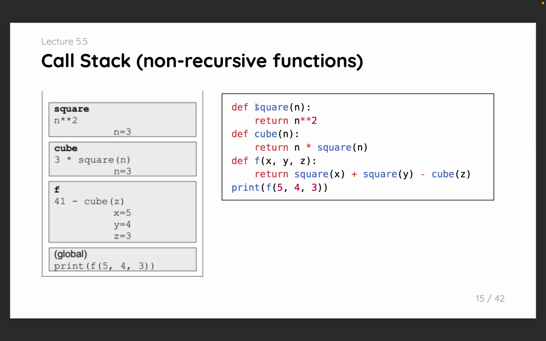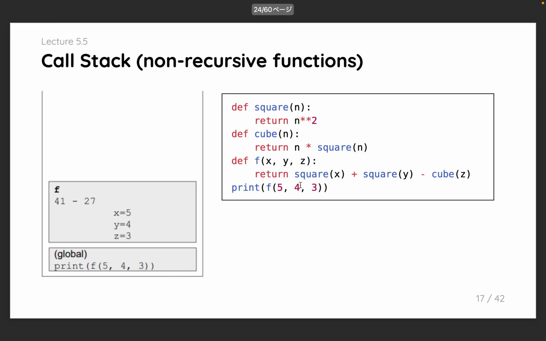Inside square, as usual, we simplify that. So square of 3 becomes 9, and 3 times 9 becomes 27. Since cube has now returned at this point, the plate corresponding to it has also been removed. So we remove the plate for cube, and we're left with 41 minus 27. That's equal to 14. So we print out 14, and that's essentially how our program runs.